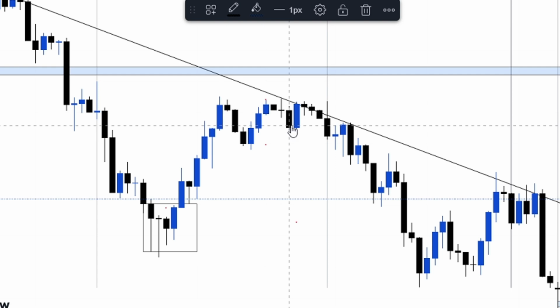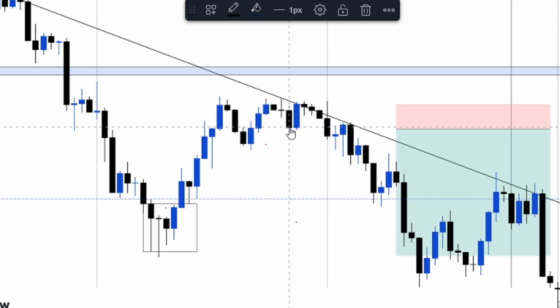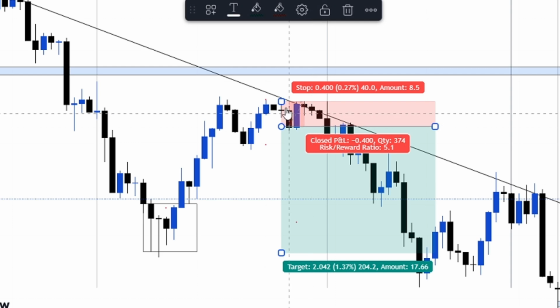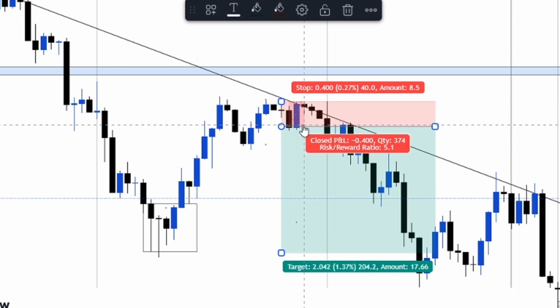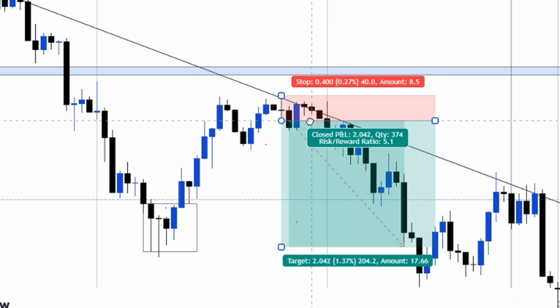We have an engulfing candle over here. This engulfing candle, that was when I entered a sell position. As you can see, as the engulfing candle closes, immediately the market had a pullback, trying to trap some people.